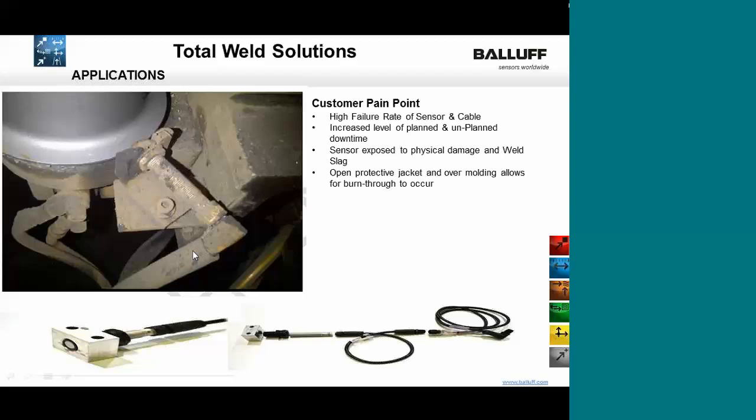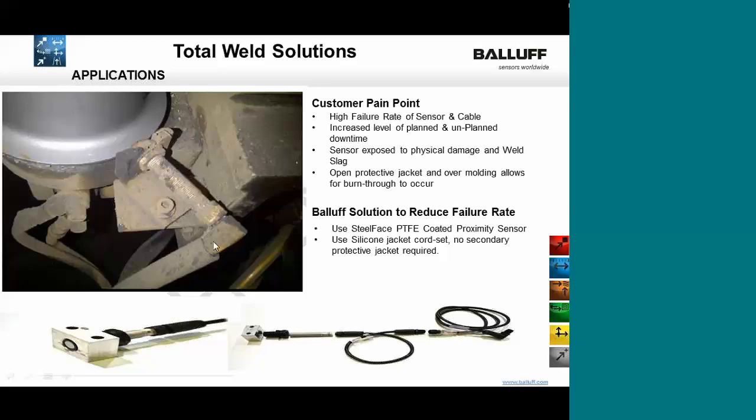Our solution to the problem is to use a steel face inductive prox with PTFE coating and a silicone jacket cable that we see here. There's no secondary coating on the cable required. If you look here in the bottom right-hand corner, there's a standard cord set that's inside a silicone tube. So this new cable set eliminates that extra need. We also recommend, if possible, for mounting the sensor to use a PTFE coated steel prox mount in which the sensor can be installed, and a bunker block.